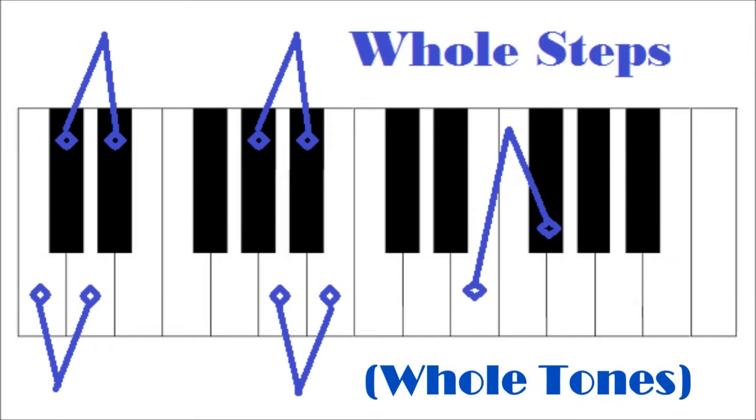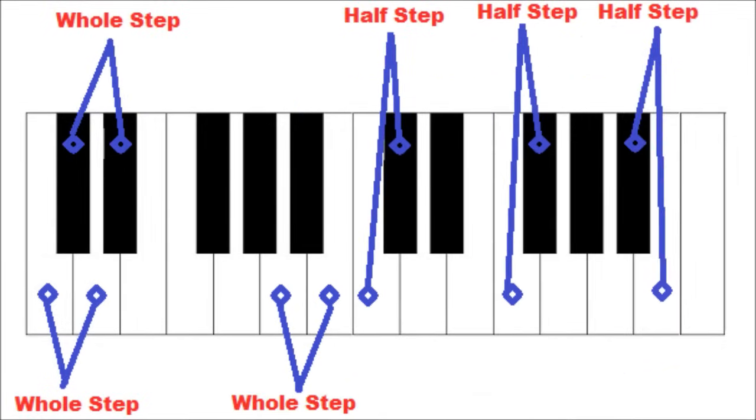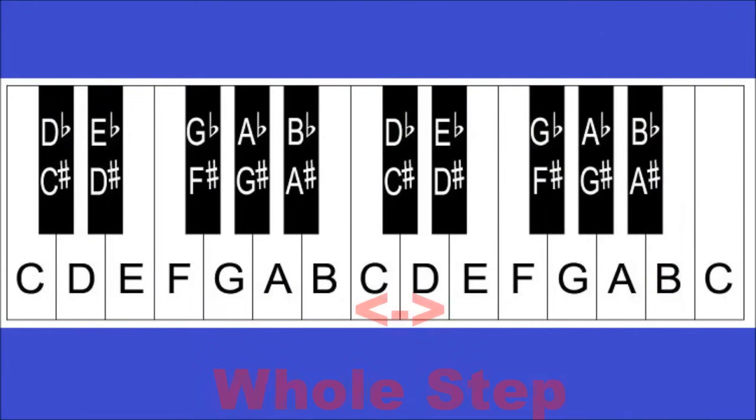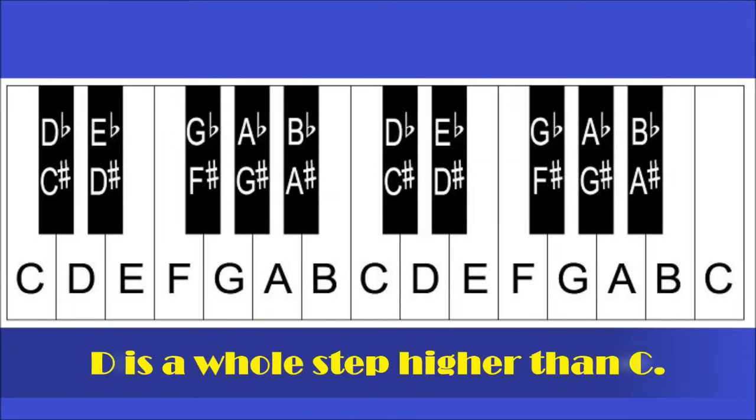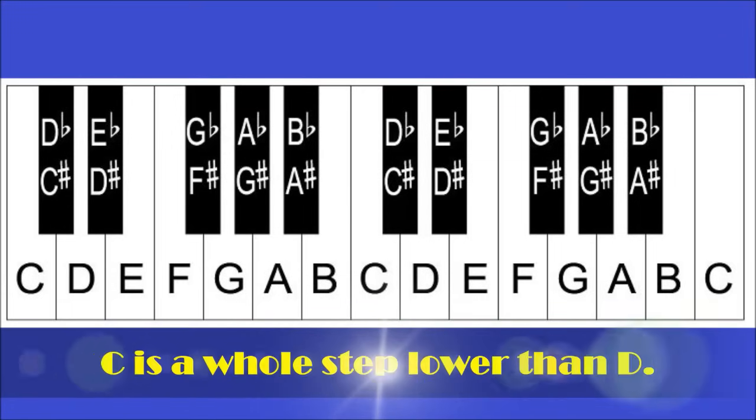Whole steps or whole tones. A half step plus a half step equals a whole step or a whole tone. So if you move 2 half steps higher or lower from a key, that is a whole step. For example, the distance between C and D is a whole step. This is because C to C sharp is a half step and C sharp to D is a half step. So since we move 2 half steps higher, we also move 1 whole step higher. D is a whole step higher than C, and C is a whole step lower than D.